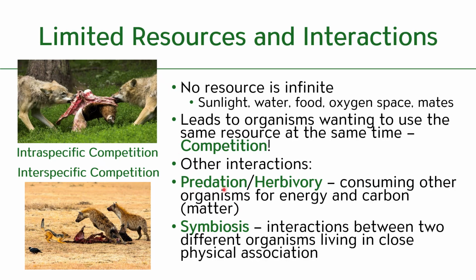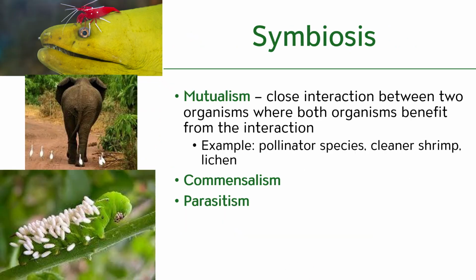Competition is just one. There's predation, where one organism preys on the other and eats it. Herbivory is another type of predation, just from an herbivore grazing on a plant. And then there's also symbiosis. Symbiosis is the interactions between two different organisms living in very close physical association, like on or in each other. So let's dive into the three main types of symbiosis.